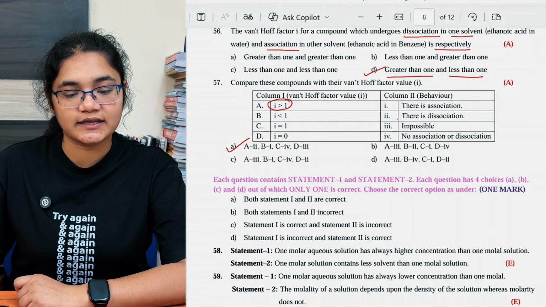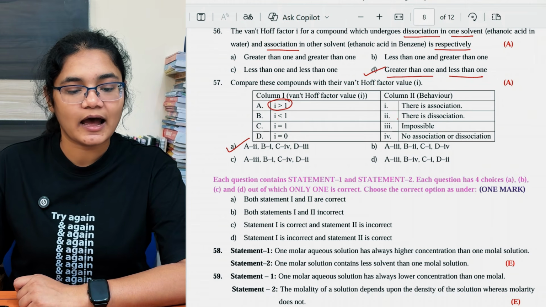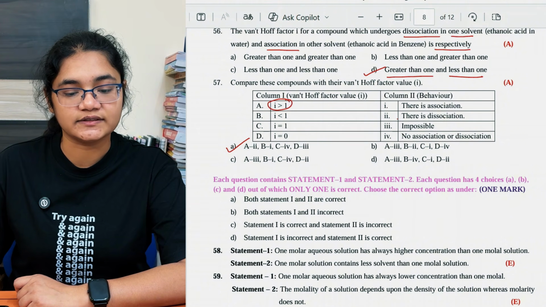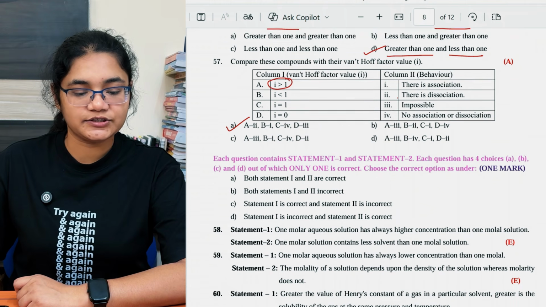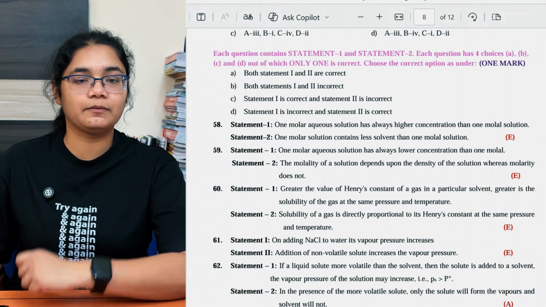i less than 1 means there is association, so B is 1. i equal to 1 means there is no association or dissociation. i equal to 0 means that is not possible. Okay, impossible. Okay, next question here are your statement based questions.